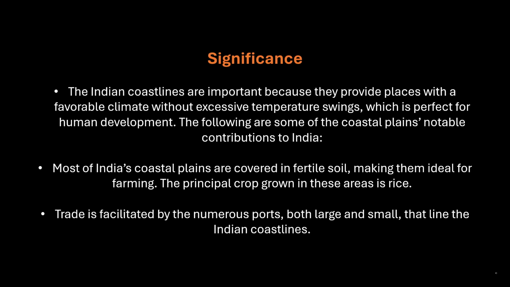Significance. The Indian coastlines are important because they provide places with a favorable climate without excessive temperature swings, which is perfect for human development. The following are some of the coastal plains' notable contributions to India. Most of India's coastal plains are covered in fertile soil, making them ideal for farming. The principal crop grown in these areas is rice. Trade is facilitated by the numerous ports, both large and small, that line the Indian coastlines.